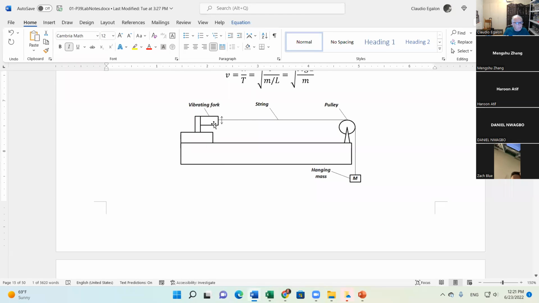We use a vibrating fork at LA Harbor. There are other ways to do that. You can use a speaker as well. We attach our string to a vibrating fork, to a vibrating source. The string passes through a pulley, and we hang our mass at the end of the string. The wave is generated right in here in this region. The tension in the string is given by the mass times the acceleration of gravity.